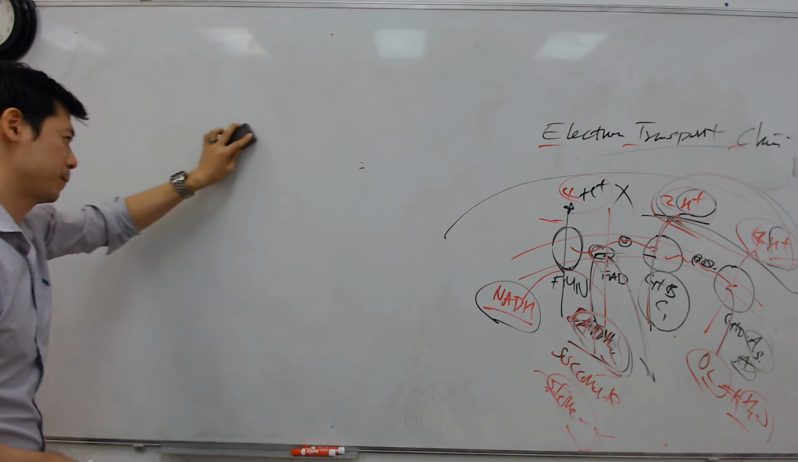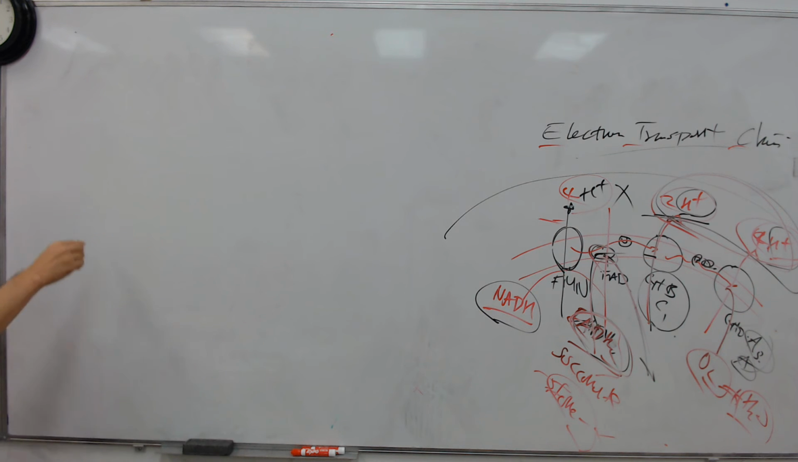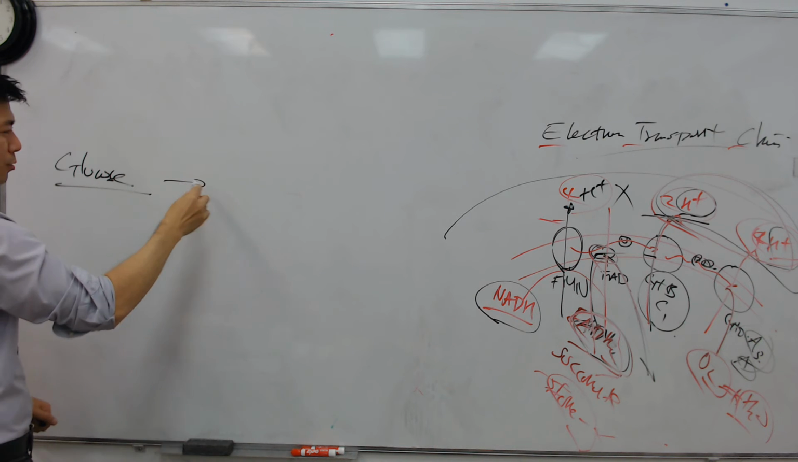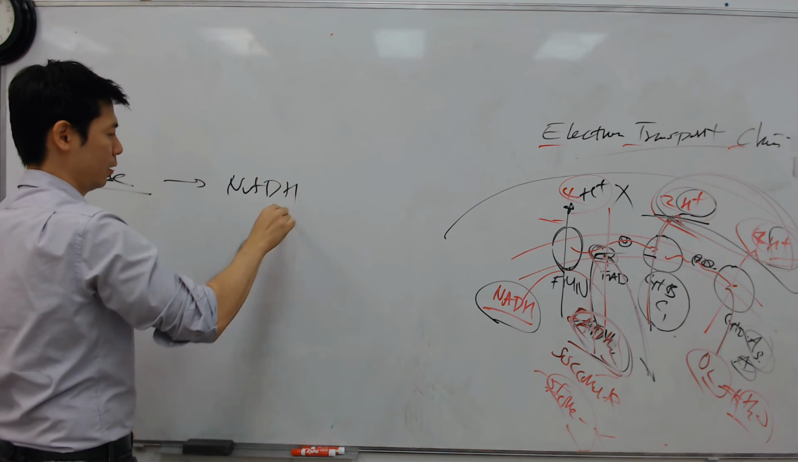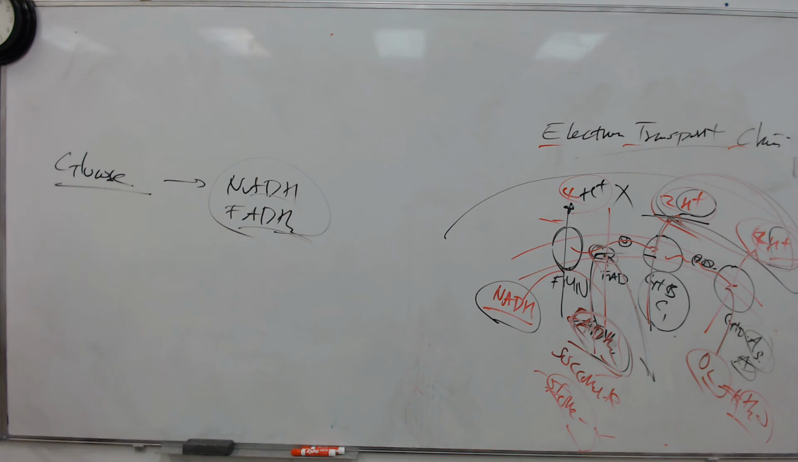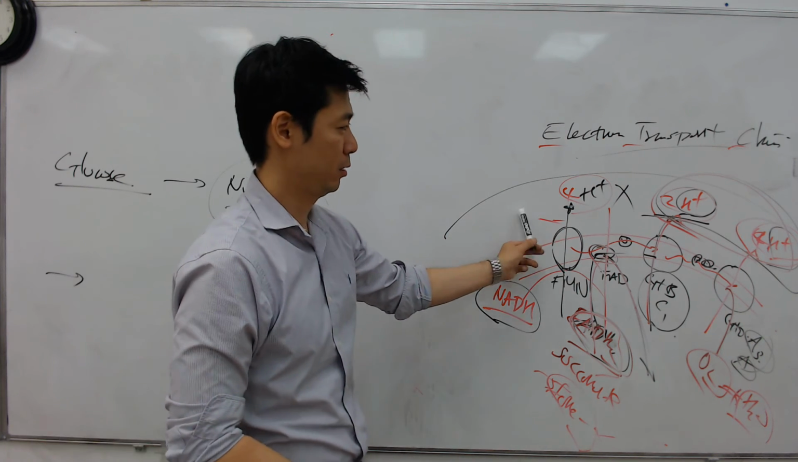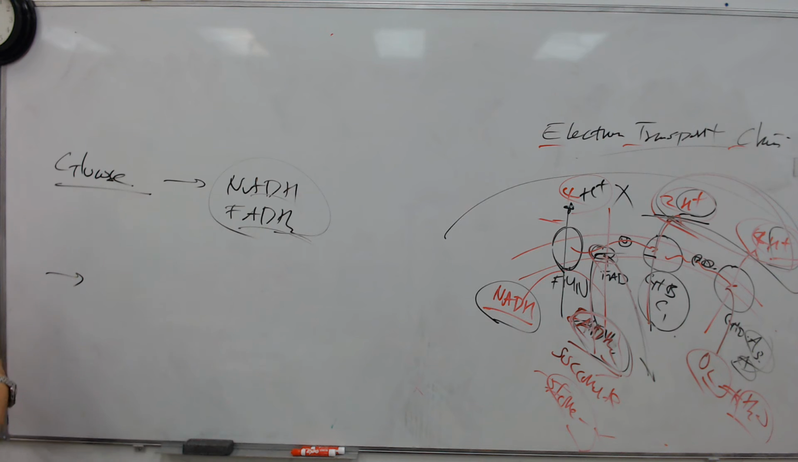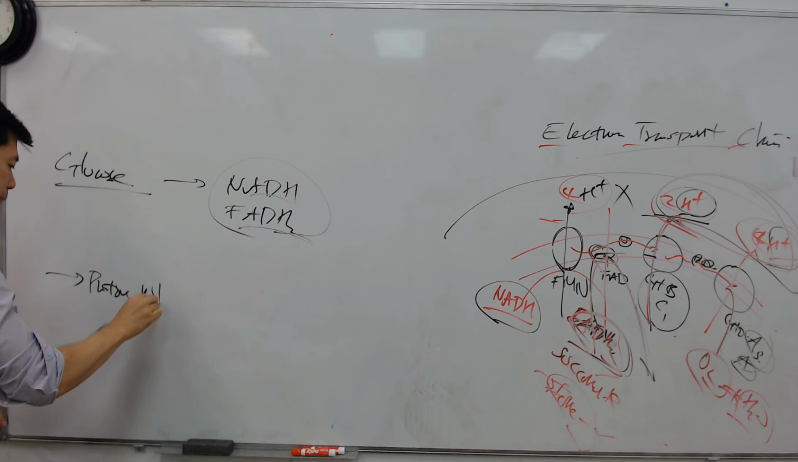So they had glucose, right? And they converted this into NADH and FADH2. Okay, that's what they had. And then what do you have now? They use the energy to what? Pump out the H pluses. Okay, what is that, guys? They call this the proton motive force.